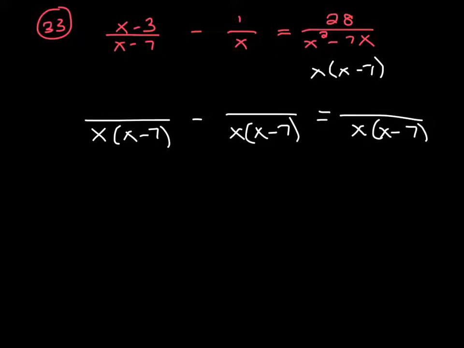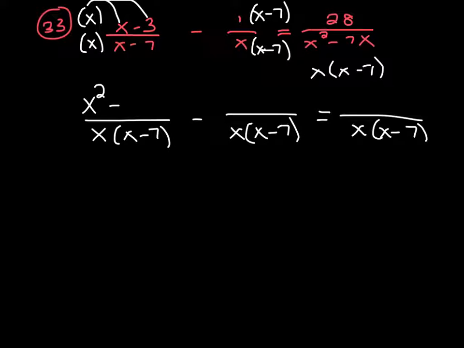Okay, so the first fraction is missing an x in the denominator, so let's multiply top and bottom by x. The second fraction is missing the x minus 7, so we'll multiply top and bottom of that by x minus 7. And this last fraction has the x and the x minus 7, so we'll leave that numerator and denominator alone. Okay, so here we have, if we distribute the x to both terms, in this numerator we have x squared minus 3x. Okay, now if I distribute the 1 to the x and the minus 7, we're going to have x minus 7.